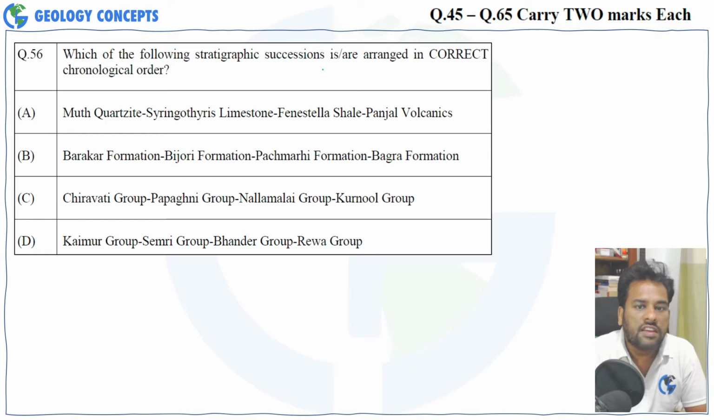Which of the following stratigraphic successions is or are correct? Muth quartzite, Syringothyris limestone, Fenestella shale, Panjal: this is correct. Barakar, Barren Measures, Raniganj, and Panchet, in the Damodar Valley, you can see this, I guess. This is also correct. Chitravati, Papagni, Nallamalai: this is wrong. Papagni is before that, so this is wrong. Kamur, Semri, Bhander, and so on: this is also wrong. So A and B are the correct option.